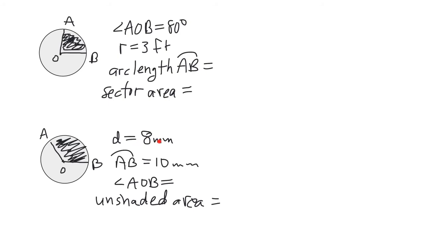In the second case, we're given a diameter, and we're given that AB is 10 millimeters. Now it didn't say length, but I know it means length because they gave me a millimeter, not a degree. So that's the arc length from A to B. And we want the central angle, and we want, in this case, the unshaded area over here.